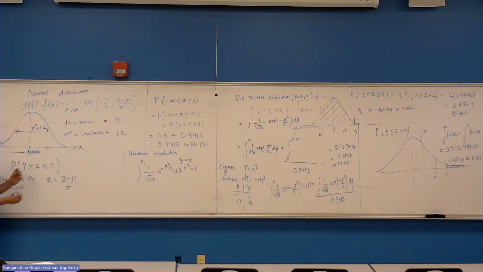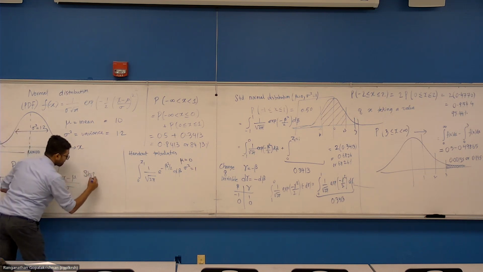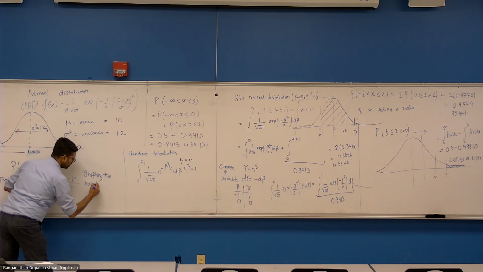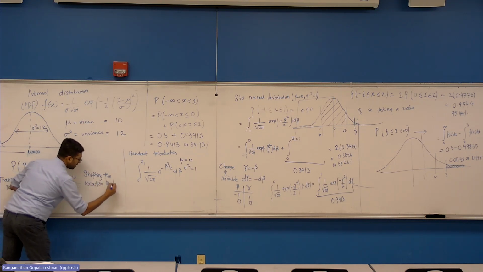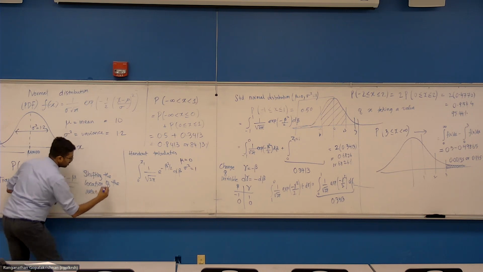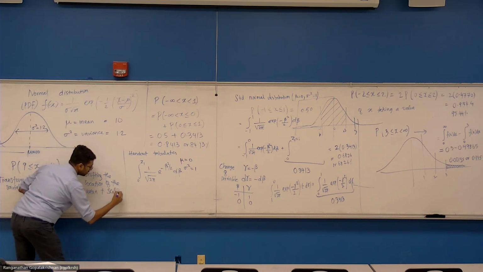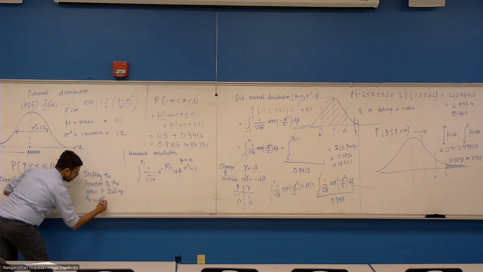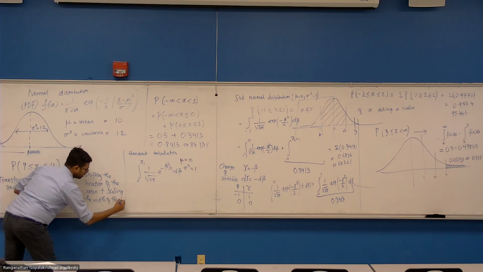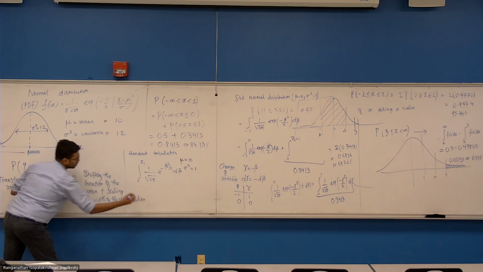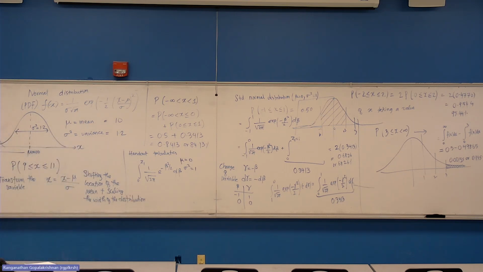It involves shifting the location of the mean and scaling the width of the distribution. Okay, write this down. Then we'll continue.